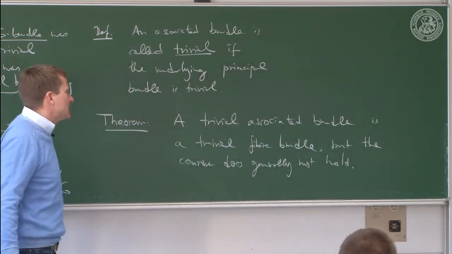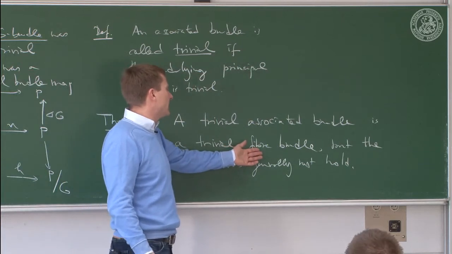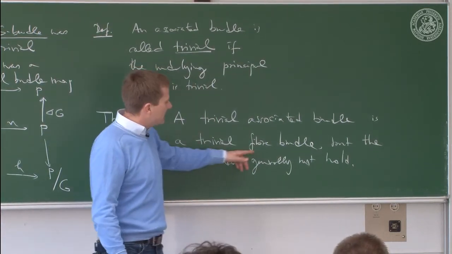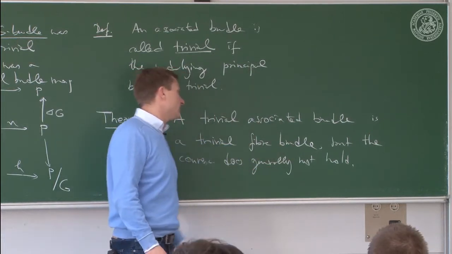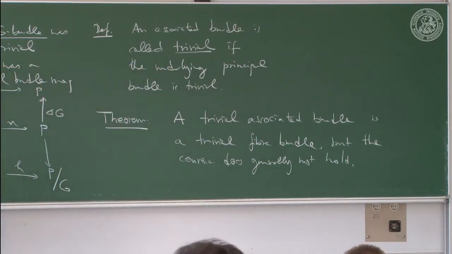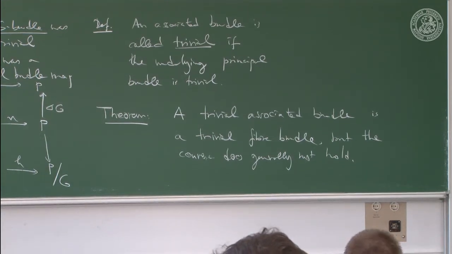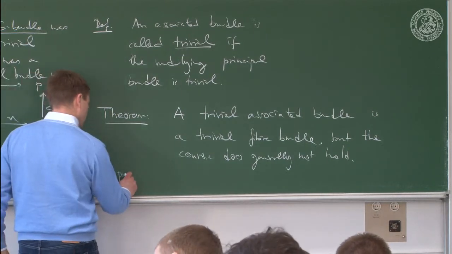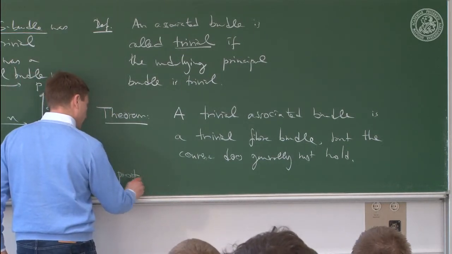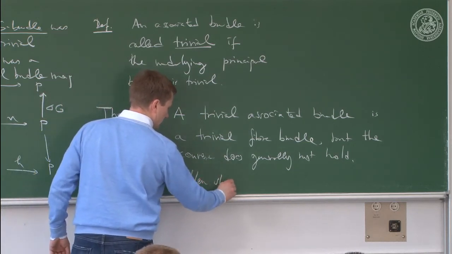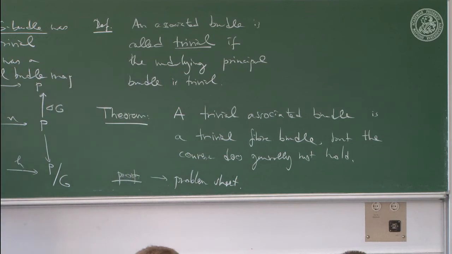Well, it couldn't be decided, because if you have a trivial fiber bundle, how do you know what associated bundle it is? Anyway, even if you knew this, it will not necessarily be that the underlying principal bundle is trivial, even if as a fiber bundle the associated bundle is trivial. Okay, and here the instruction to the proof will be on the problem sheet. Okay. So this is a kind of warning.